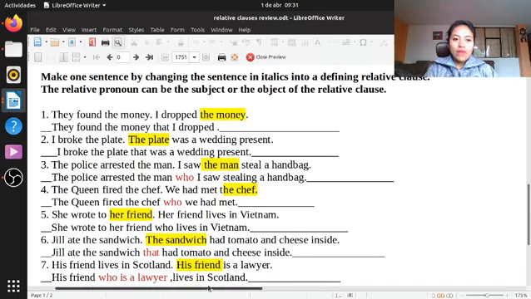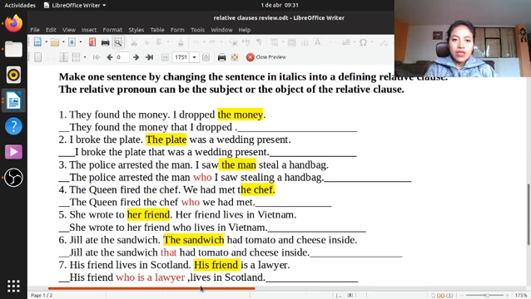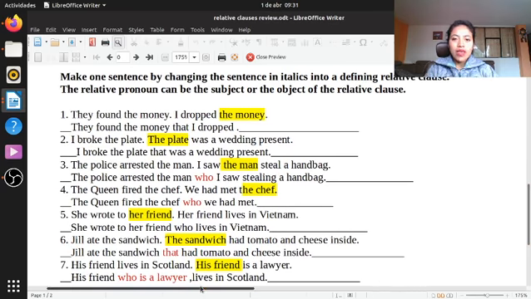Make one sentence by changing the sentence in italic into a defining relative clause. The relative pronoun can be the subject or the object of the relative clause, right? Okay, number 1. They found the money. I dropped the money. Here we have two ideas, right? Two sentences. What do we have in common in these two sentences? Very good. We have the money, right? The money is the common.